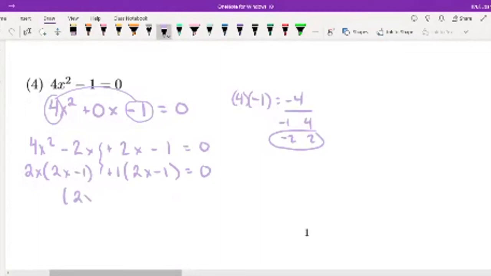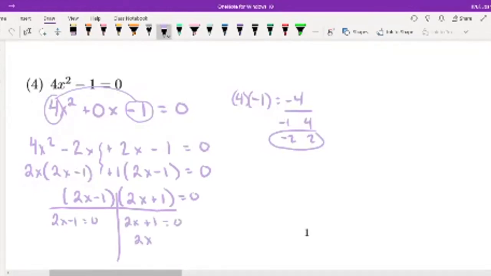Okay, so we get 2x minus 1 and 2x plus 1. So these are not the same factor, so you do have to write this 2 times because you're going to get -1/2, and you're also going to get +1/2.